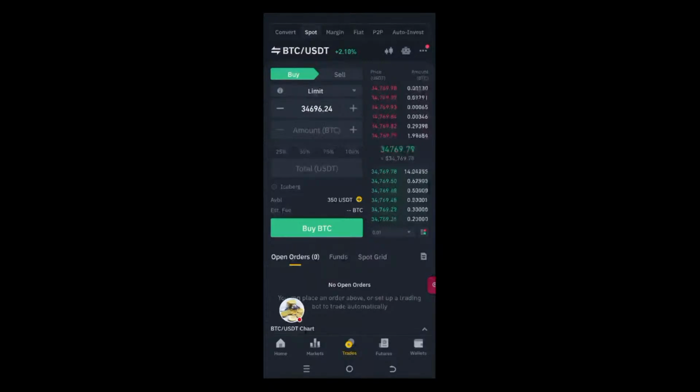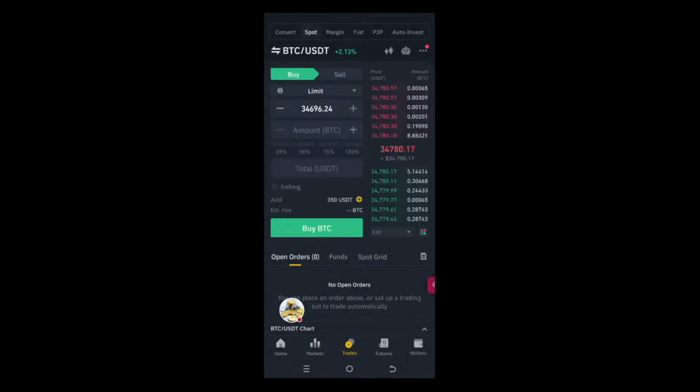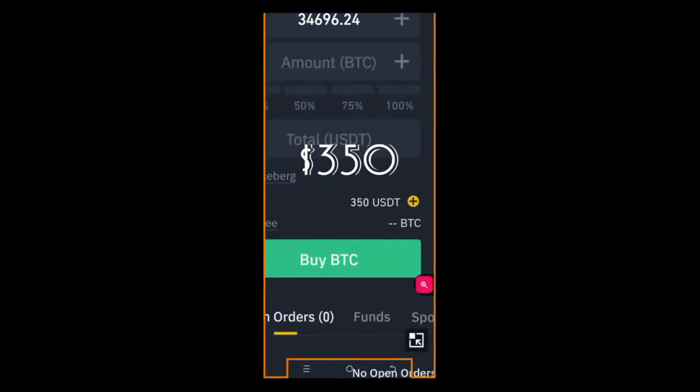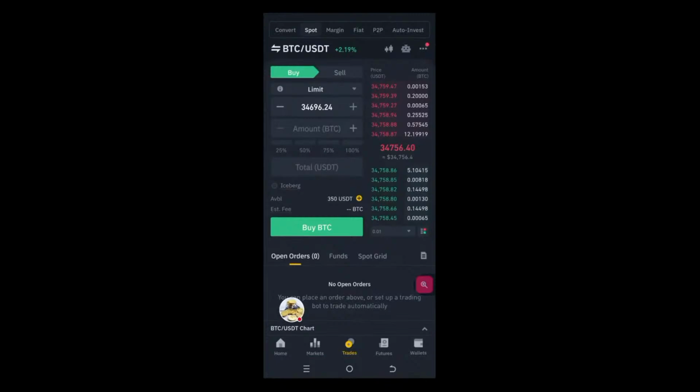All right, so what are we doing today? We're going to be doing some good spot trading activities across 4 different platforms. Yes, you heard me right. So without much ado, let's go into what we have for us today. As you can see here, we have $350 that we'll be working with on Binance. Let's start with our all-time favorite, which is Binance.